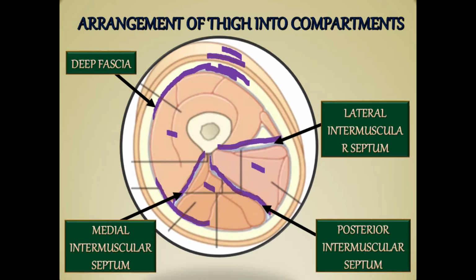Now, intermuscular septum, this is the medial intermuscular septum, this is lateral intermuscular septum, and this is the posterior intermuscular septum. So these intermuscular septums divide the thigh into three compartments: anterior, medial, and posterior compartments. This is femur.